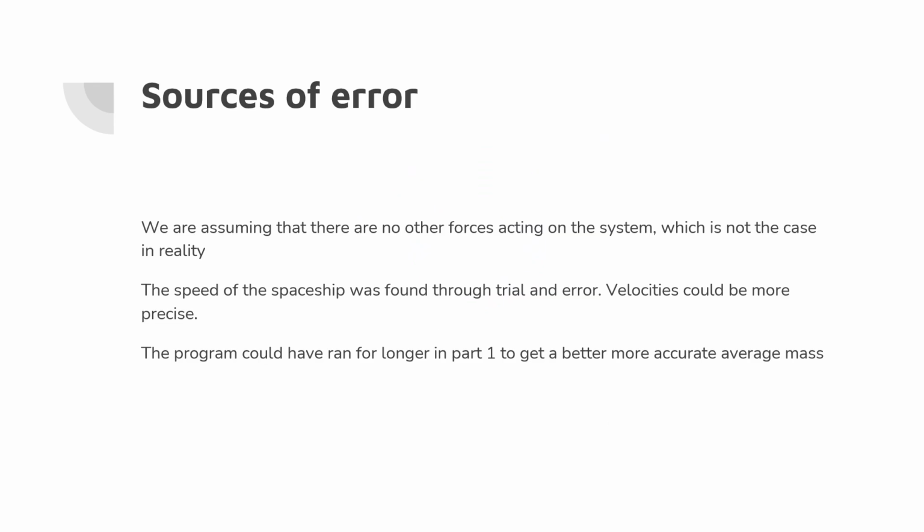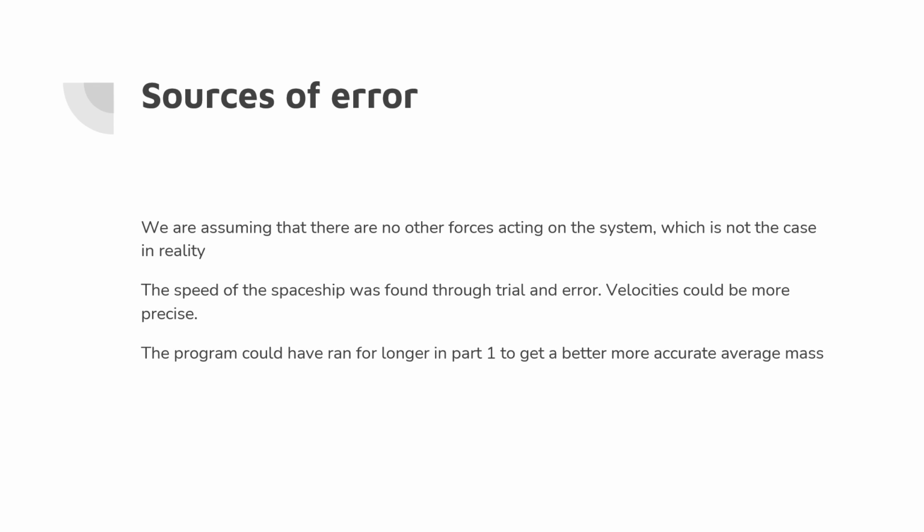Some sources of error that we could find in this code would be we are assuming that there are no other forces acting on the system, which is not the case in reality. There's definitely other forces acting on it. The speed of the spaceship was found through trial and error, so I had to keep trying to see which speed works best to give the best H shape.